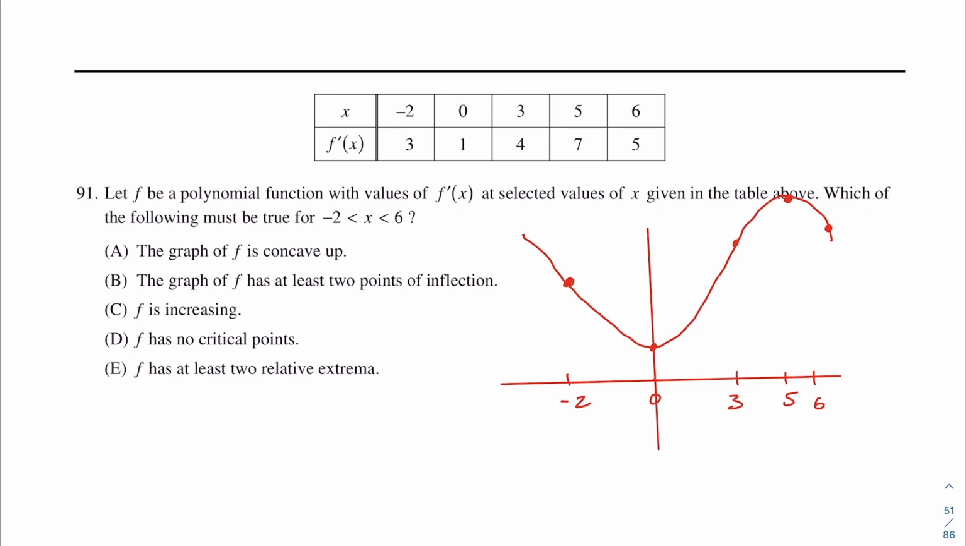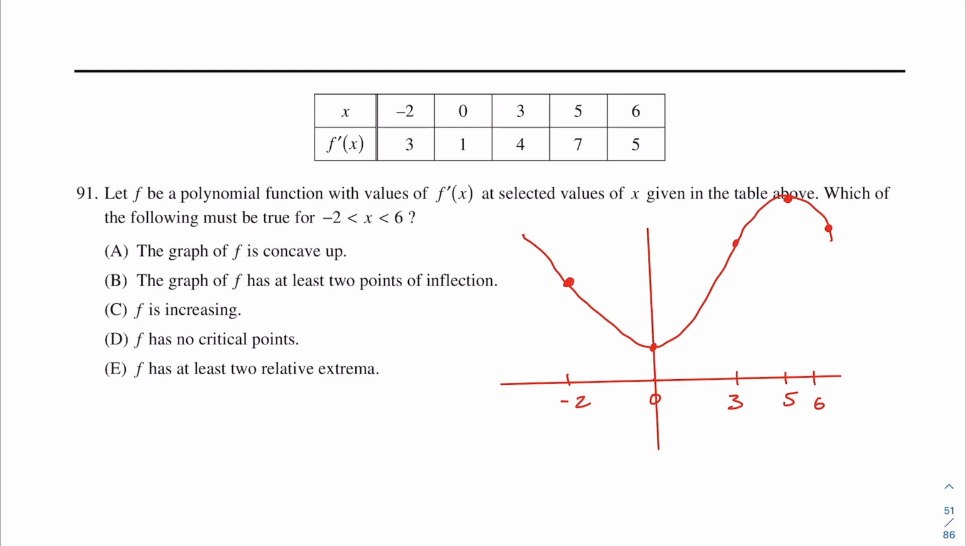And just be careful to know that this line could go something crazy different, but it has to touch these points. That's what we know. And the general shape is still true, right? To get to this point from here, the line has to decrease. And then to get from this point to here, at some point it has to increase, and so on.